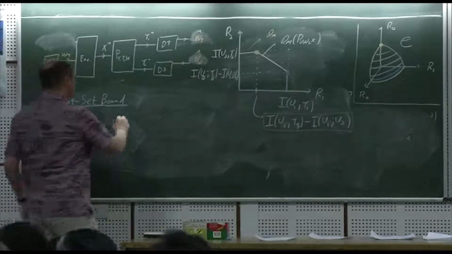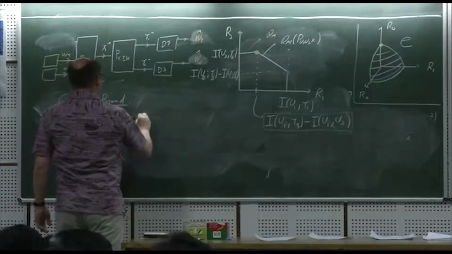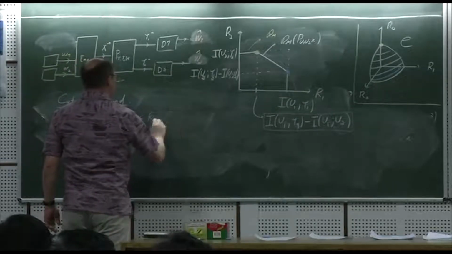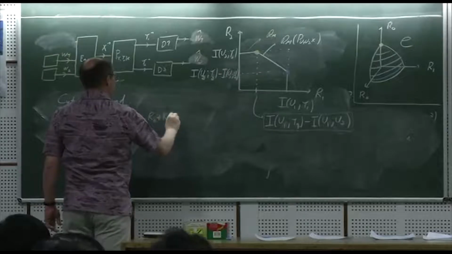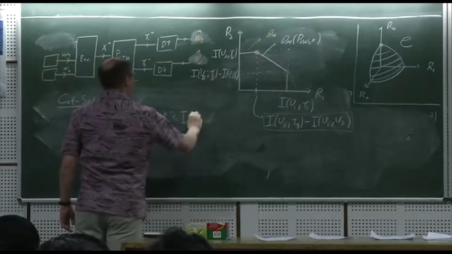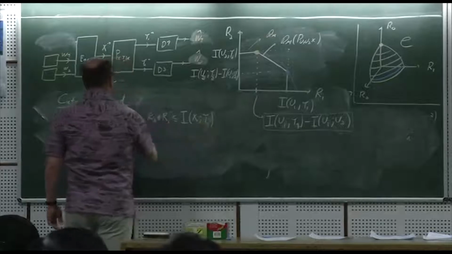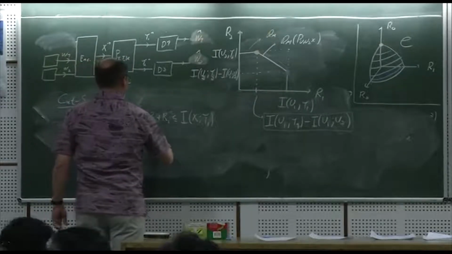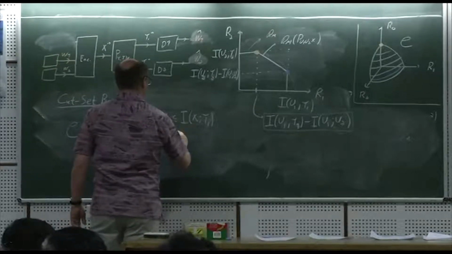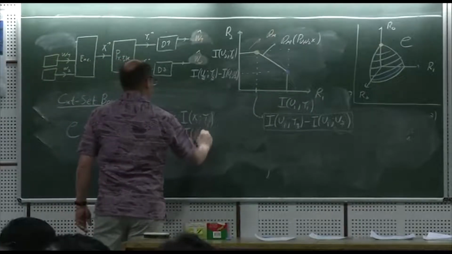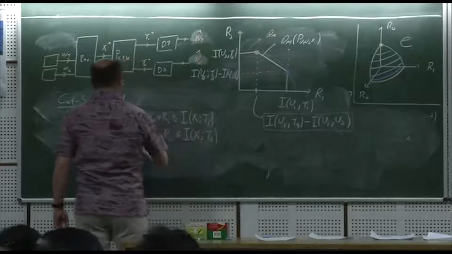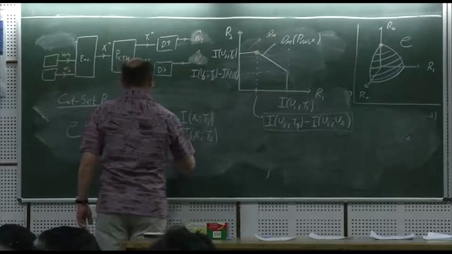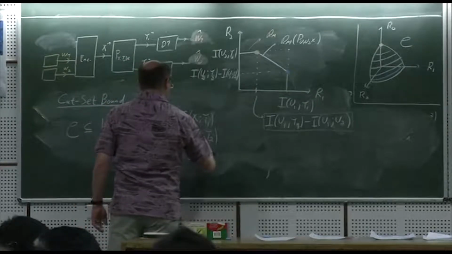0 less than or equal to R1 less than or equal to I(X; Y1), R0 plus R1, let's drop the 0. These are all just positive rates. Let's not worry about the negative rates. And R0 plus R1 plus R2 less than or equal to I(X; Y1, Y2).